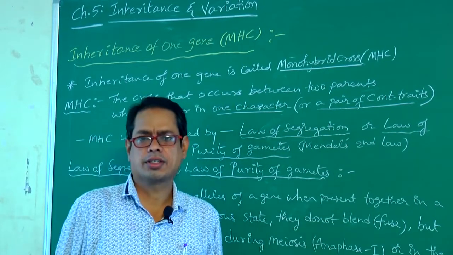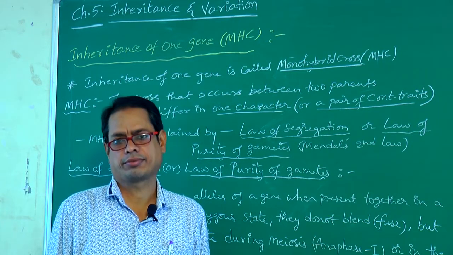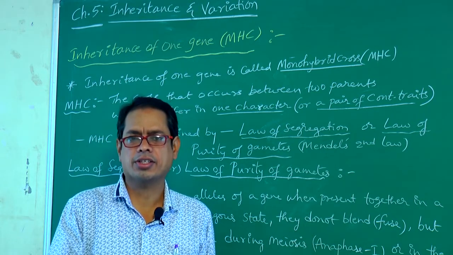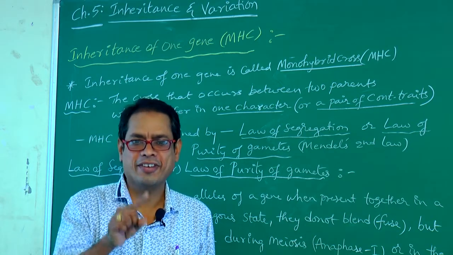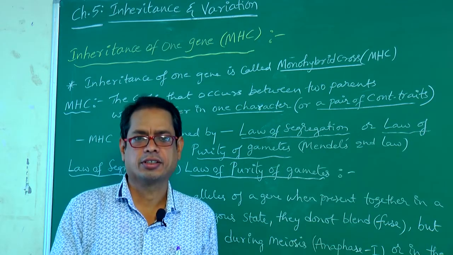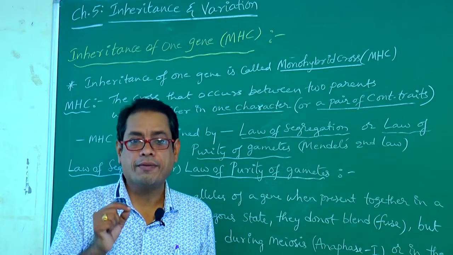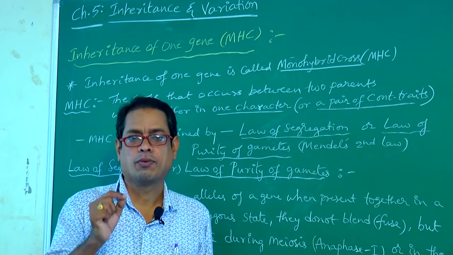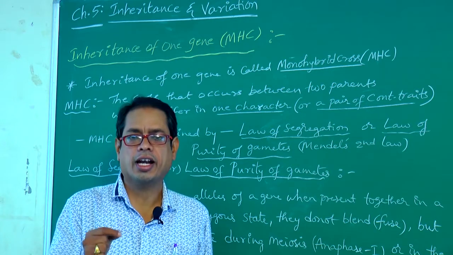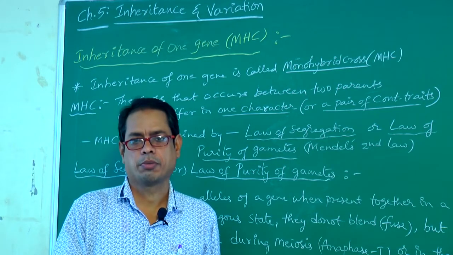In the previous class, we explained genetics introduction. Mendel selected how many characters in pea plant? 7 characters. How many pairs of contrasting traits? 7 pairs of contrasting traits. How many varieties? 14 varieties. How many years he had conducted hybridization experiments? 7 years.